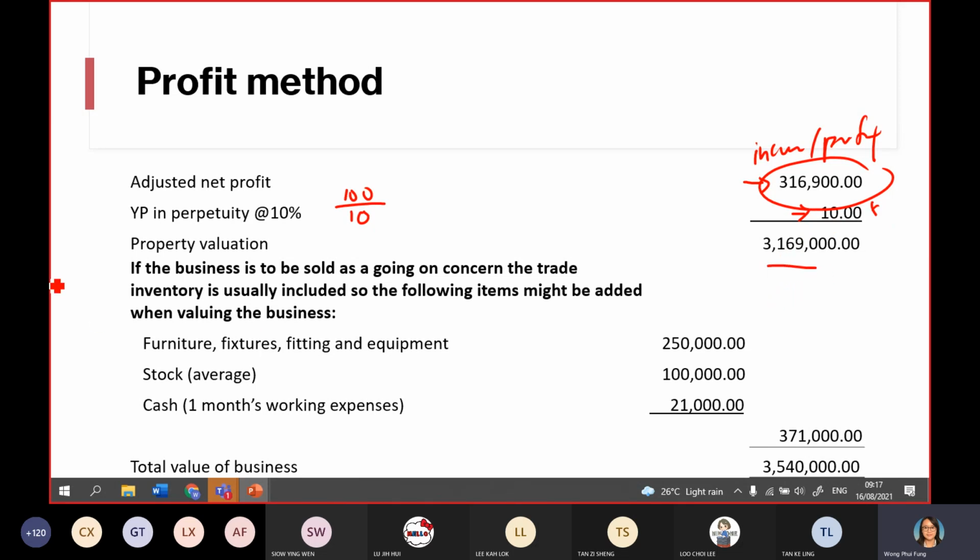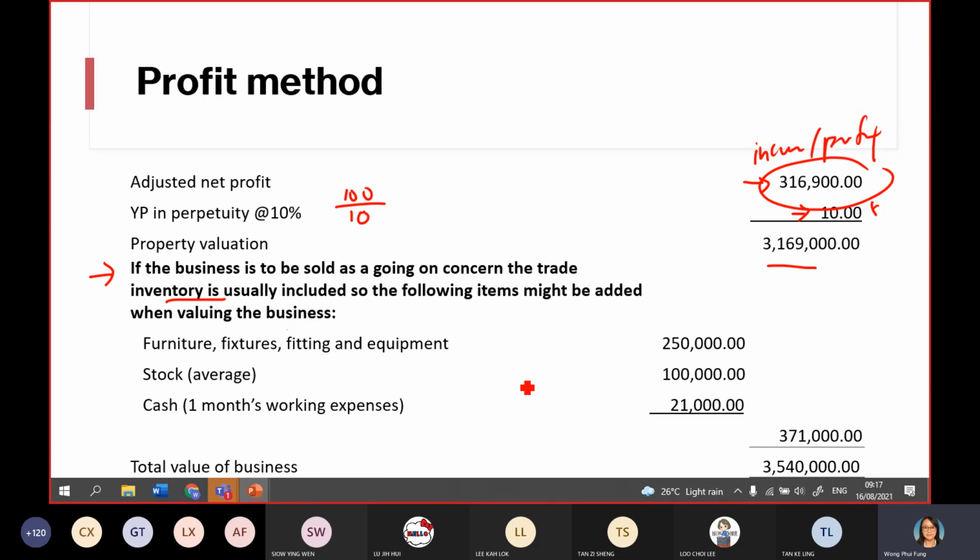Bear in mind that here, if the business is to be sold as a going concern, the trade inventory is usually included, so the following item might be added when valuing the business. When you take over the whole business, do you think that the old owner will say, hey, you want to take over my hotel? Okay, I will move away all the furniture. I will move away all the chairs, all the tables, all the beds, and the mattresses. No such thing, isn't it?